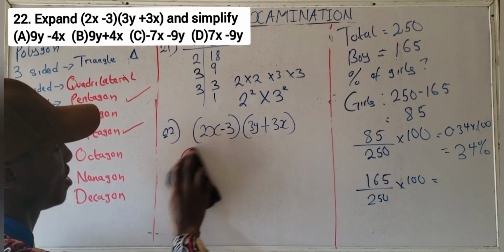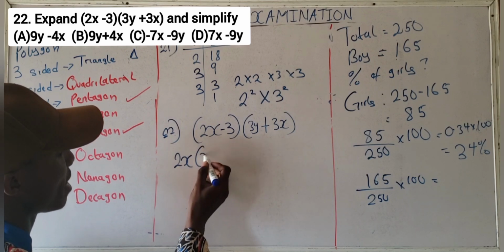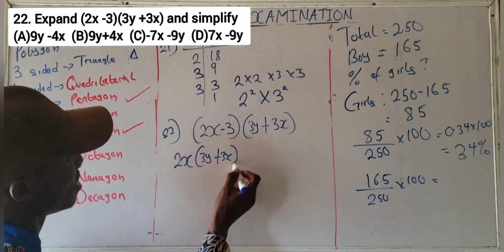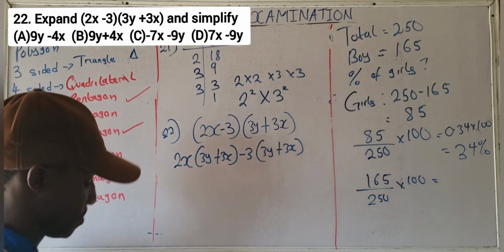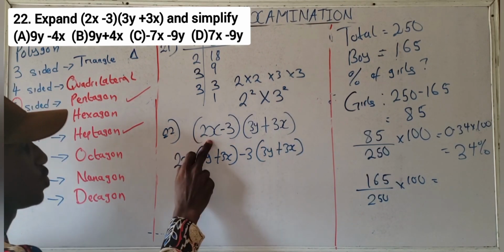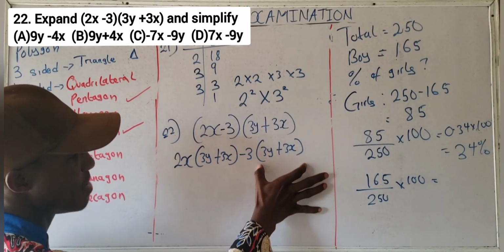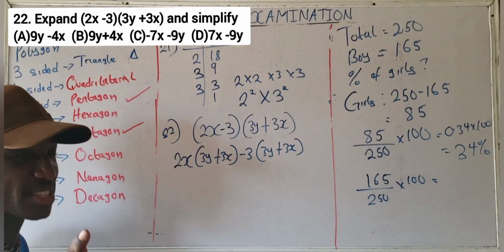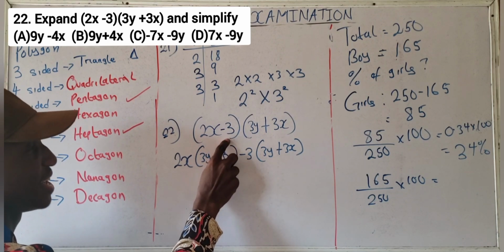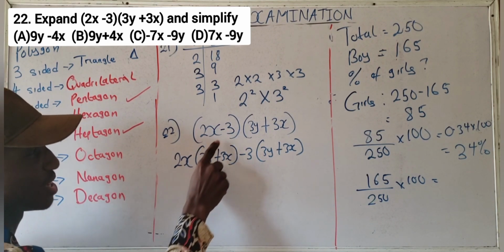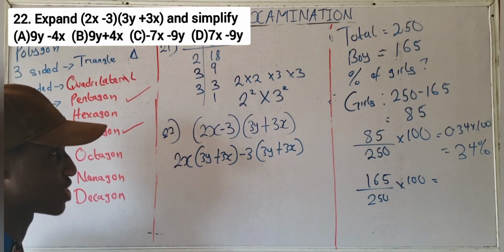For this, we are going to have 2x multiplied by 3y plus 3x, then minus 3 multiplied by 3y plus 3x. 2x multiplied by everything here, minus 3 multiplied by everything here. Please, kindly pay attention. Make sure you take these signs alongside the 3. It's very important that you pay attention.